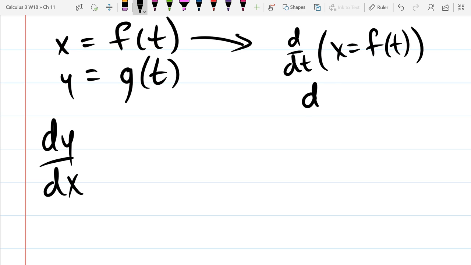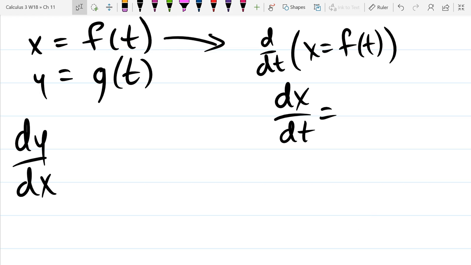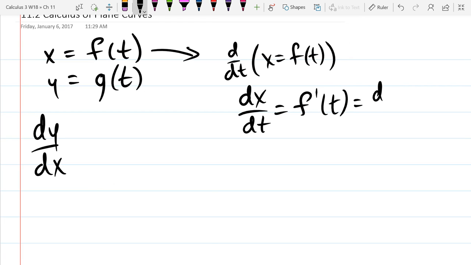So the left side is easy to write down, dx over dt. The right side, you could write it a few different ways. One way is f prime of t. I could write it as df, or d over dt of f. There are a few different ways to write it. Or you could write it as df over dt.